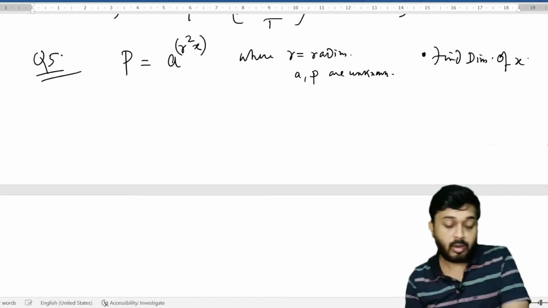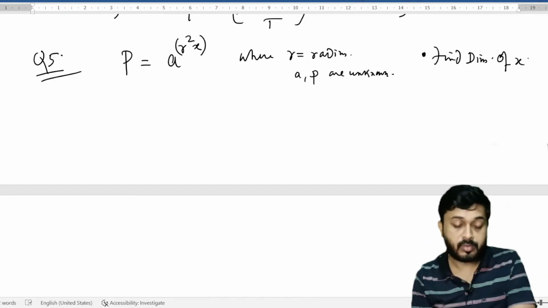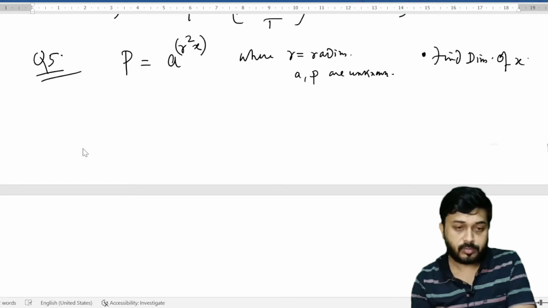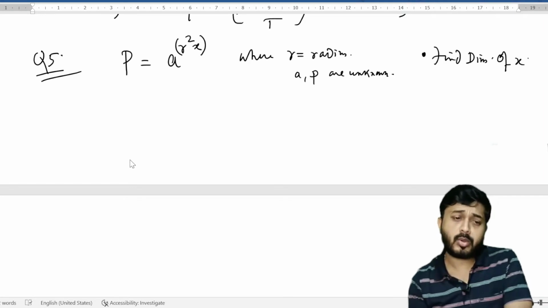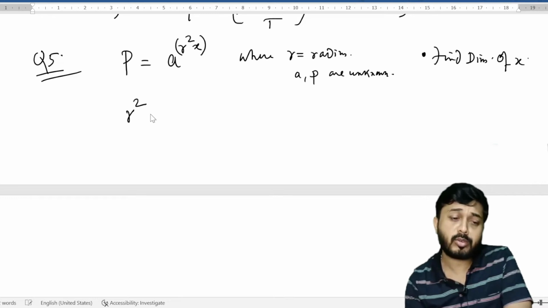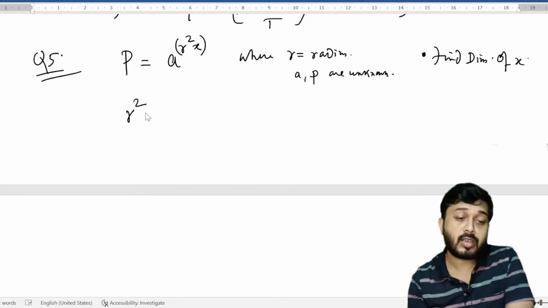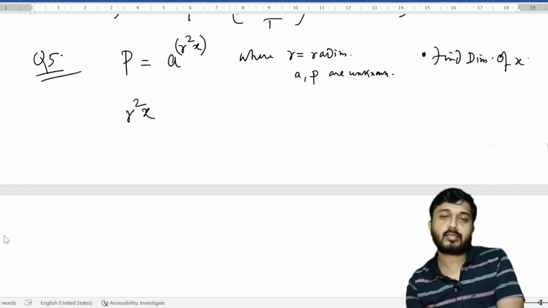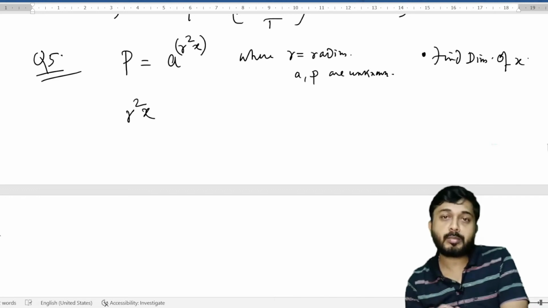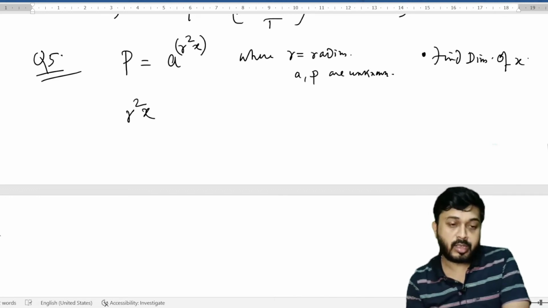Okay, now tell me how to find it out. What is r square x? All we need to understand here is r square x. What is r square x? R square x is a power.